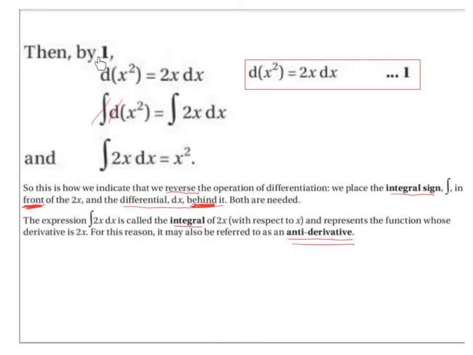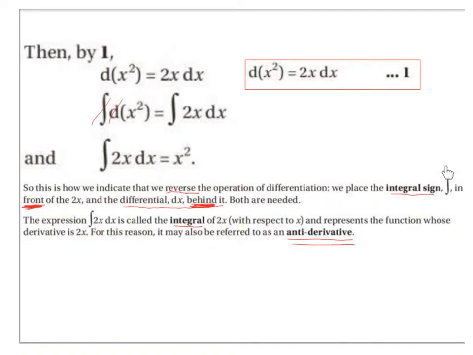Then by equation 1, which we worked out in the last slide to be d of x squared equals 2x dx, we apply the integral symbol to both sides, and the integral symbol and the d cancel, and we're left with x squared equals the integral of 2x dx, and then we just swap them around. The integral of 2x dx equals x squared. So this is how we indicate that we reverse the operation of differentiation.